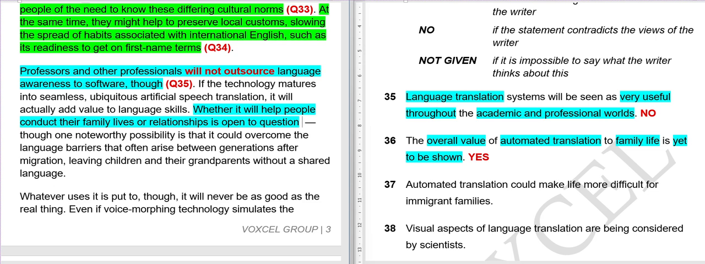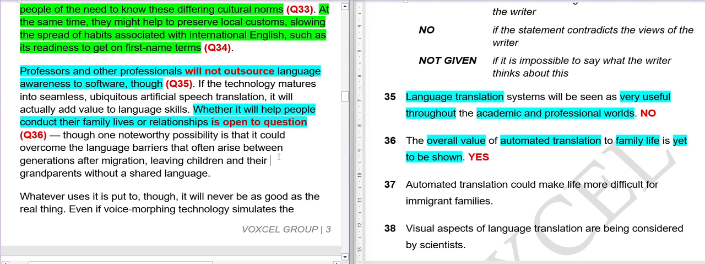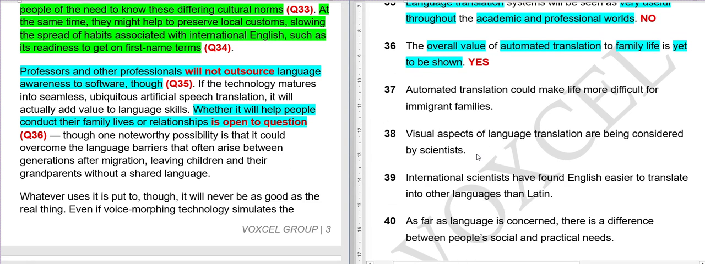Now, can you tell me why it is yes if you have written it? Because it is written clearly that it is open to question. If something is open to question, meaning the debate has not been settled yet. So whether it helps people to conduct their family lives or relationships is open to question, meaning it has not been established just yet. The debate is still ongoing. Clear? Moving to the 37th question.